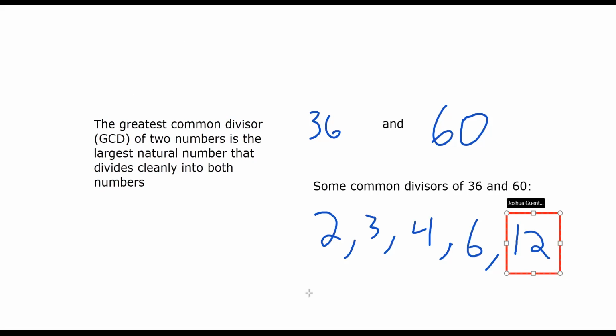So for 36 and 60, 12 is going to be the greatest common divisor. It's the largest number that divides cleanly into both of them. And you certainly can't get any larger than that. But let's say you didn't trust me. So let's use a definitive method for finding the GCD.